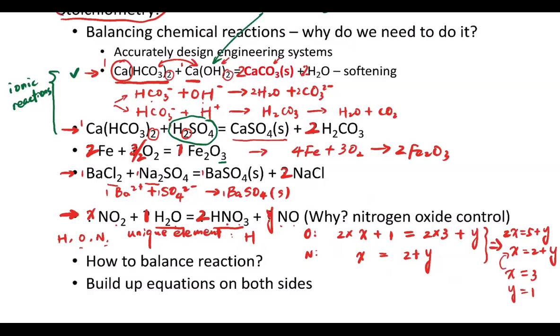So basically, by setting up these equations, we can solve for the number in front of these chemical compounds, right? So now we know x and y are going to be 3 here and 1 here. Okay, so this is how we approach a little bit more complex chemical reactions.